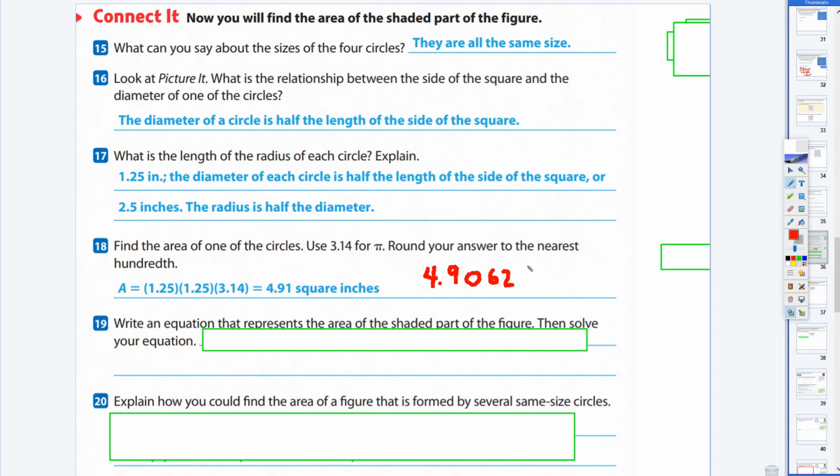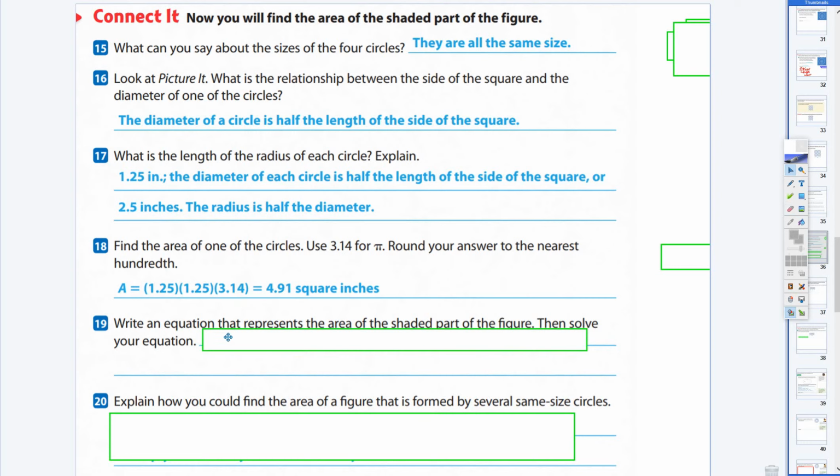4.90625. To round, for those who forgot, you go to the place value. They say the hundredths place value, which is this place value. You underline that number. That's what helps me. And then you look to the number to the right of it. If it's 5 or above, this goes up. If it's 4 or below, this stays the same. So obviously it's 5 or above, so this becomes a 1. That's why the answer is 4.91 square inches.